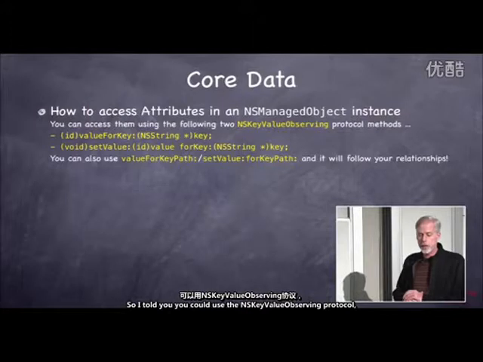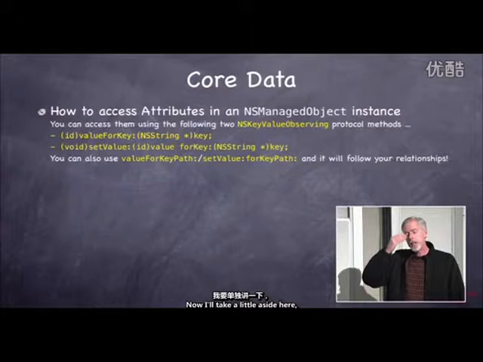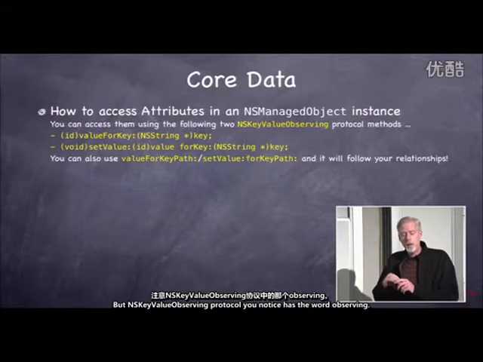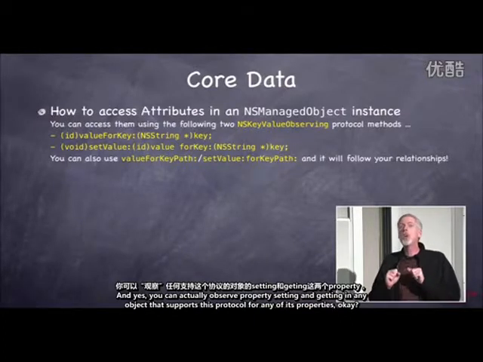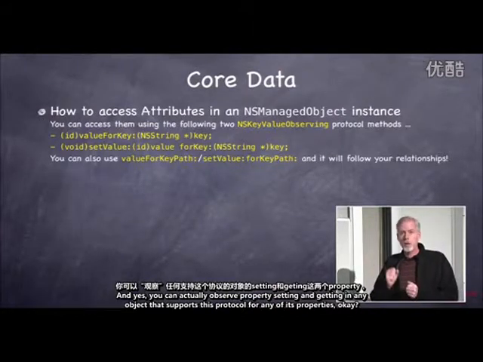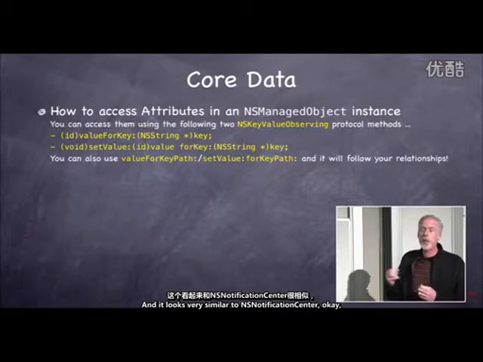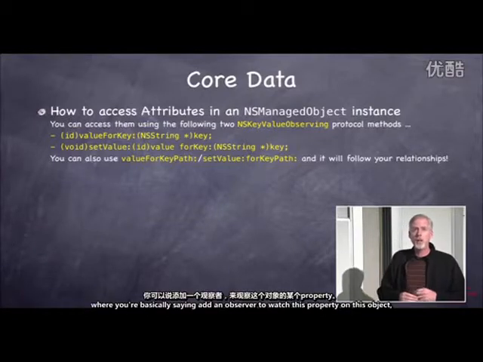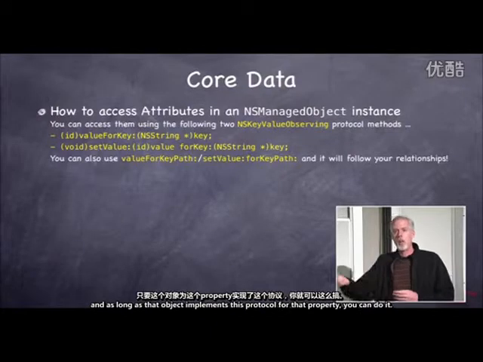I told you you could use the NSKeyValueCoding protocol, which is valueForKey and setValue. Now, I'll take a little aside here. I'm not going to have a slide on this, but the NSKeyValueObserving protocol, you notice, has the word observing, and yes, you can actually observe property setting and getting in any object that supports this protocol for any of its properties, okay? So that's something you might want to look at too, and it looks very similar to NSNotificationCenter, where you're basically saying add an observer to watch this property on this object, and as long as that object implements this protocol for that property, you can do it.